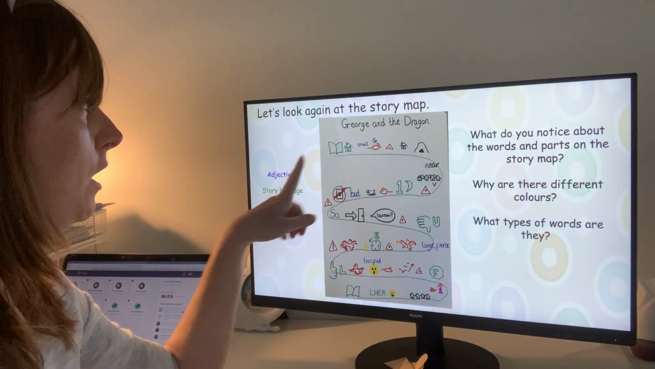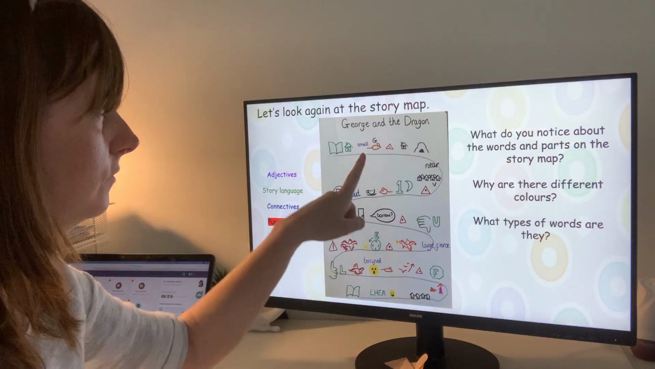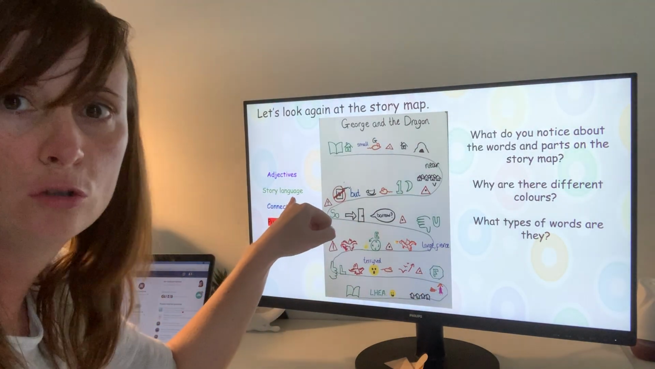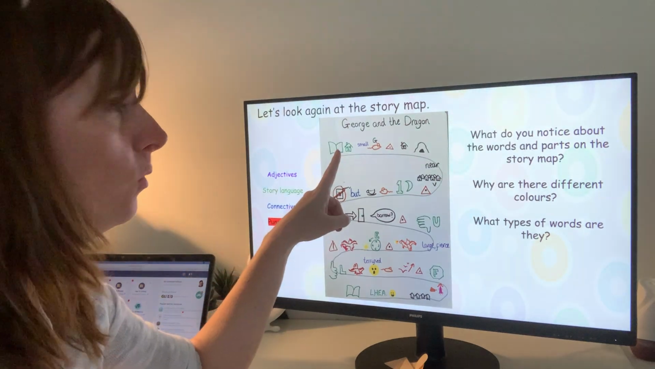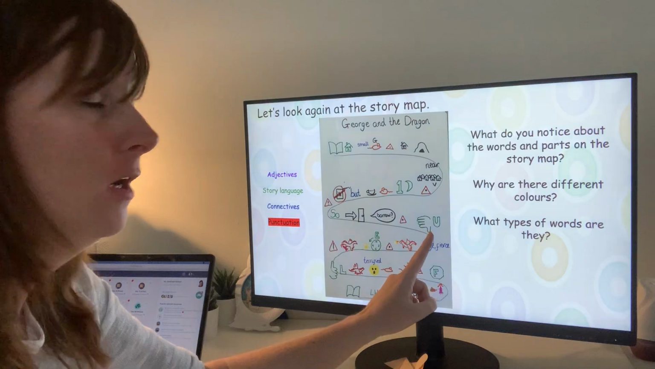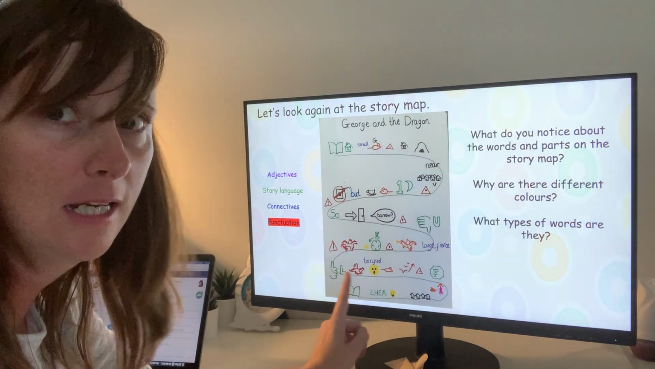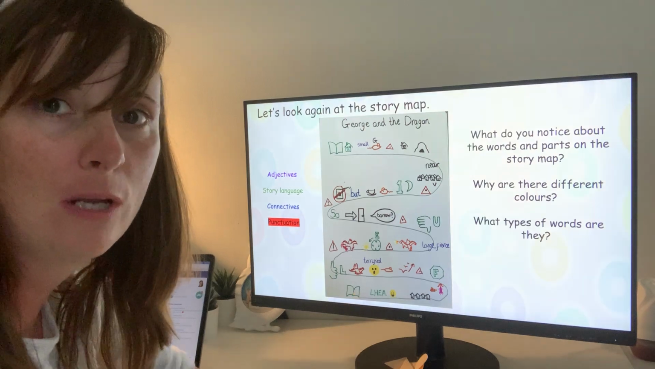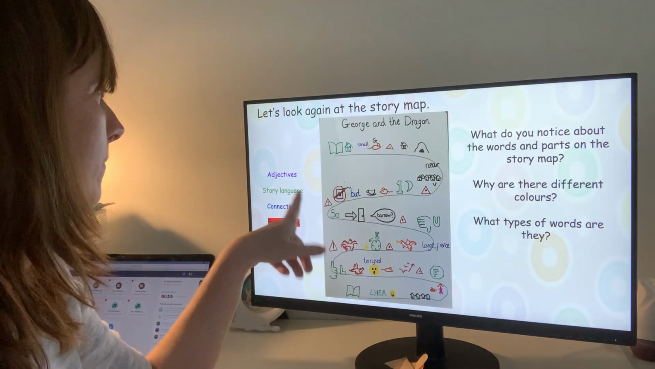That's right, we've got our purple adjectives: small, large, fierce, terrified. We've got our story language: once there lived, one night, so, unfortunately, luckily, finally, happily ever after, the end. They are all our story language words.